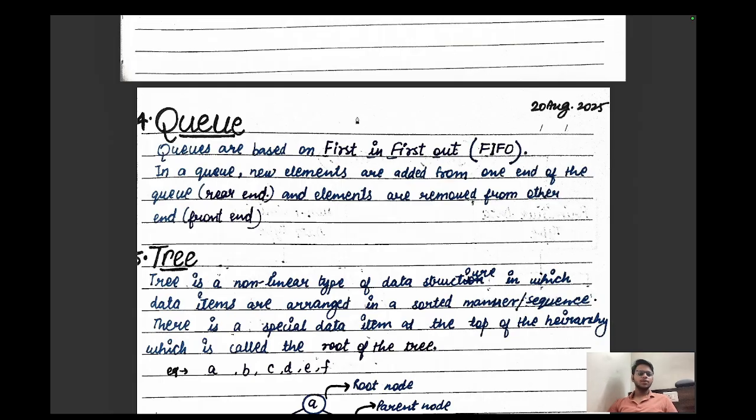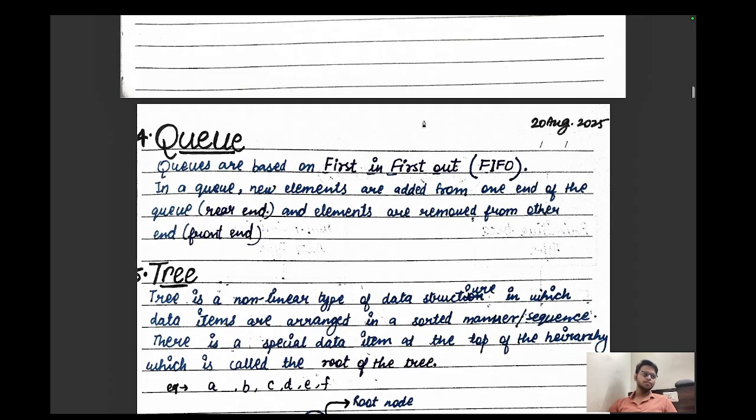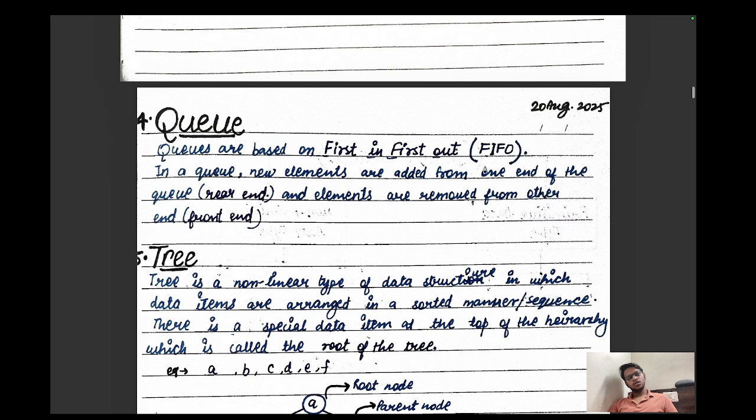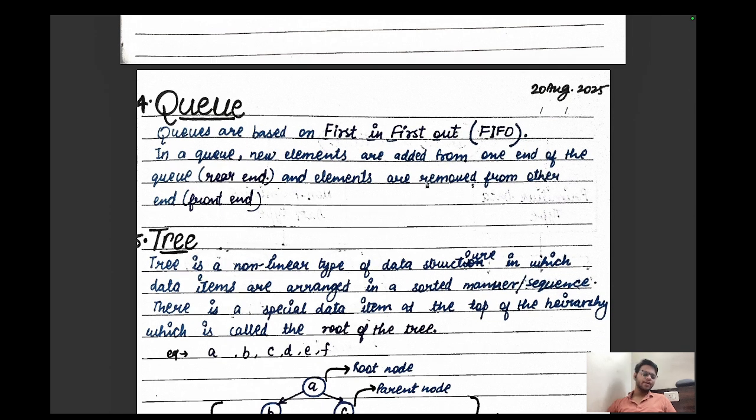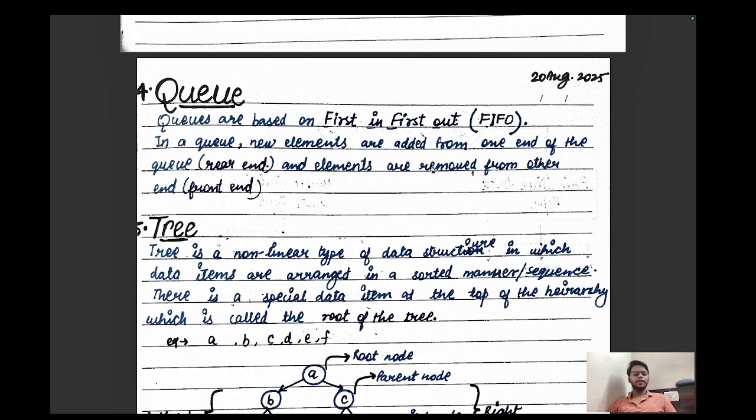So similarly in the queue, if we remove an element from the queue, then the element which was kept first in the queue is removed first. You might be wondering what I'm saying, and I'm similarly getting confused at what I'm saying. Let me rectify things for you. For a queue, new elements are added from one end and elements are removed from the other end.